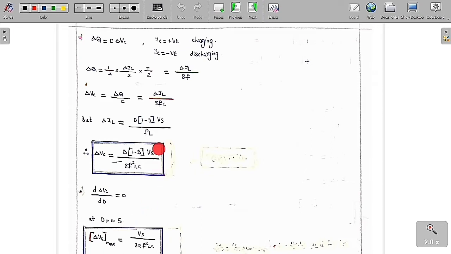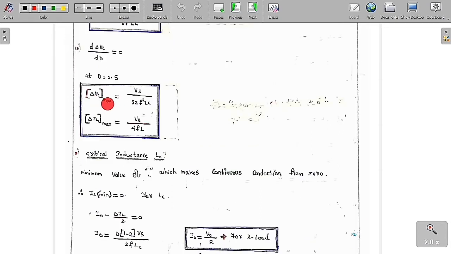So if you substitute D is equal to 0.5 in this equation, we are going to get finally the maximum value of the change in capacitor voltage is equal to Vs by 32 F square Lc. So Vs by 32 F square Lc is the maximum amount of the change in capacitor voltage or the change in output voltage for a duty ratio of 0.5. So if the change in capacitor voltage is maximum during this period, similarly the change in inductor current will also be maximum.